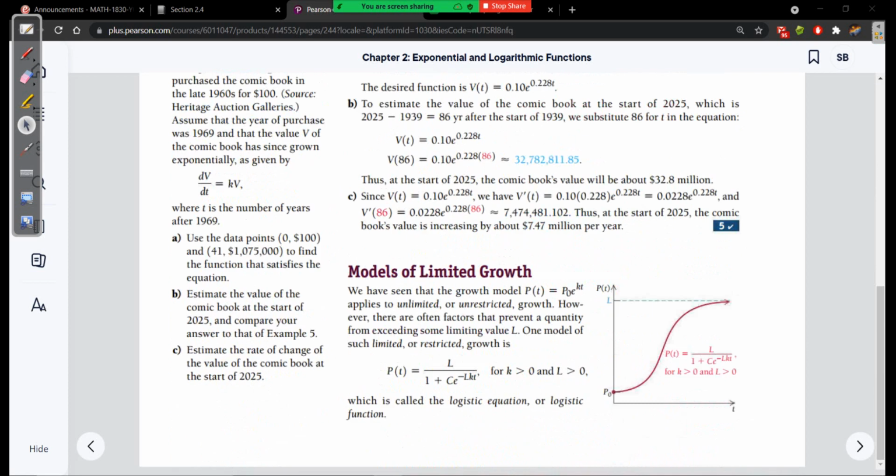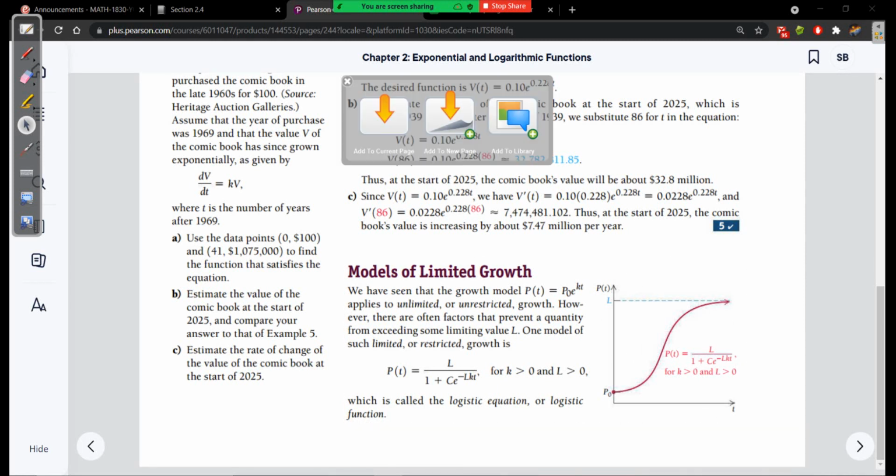Now we're going to get to limited growth models. So as I showed with the comic book, the comic book's value in 200 years will be worth more than all the economies in the world put together. That doesn't make much sense, and that's where models of limited growth come in.